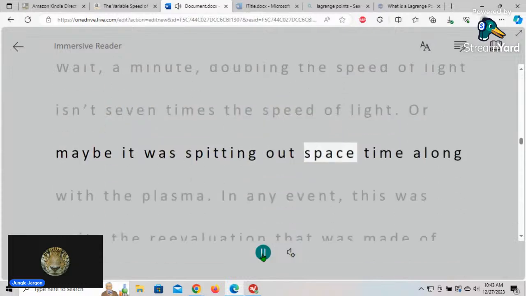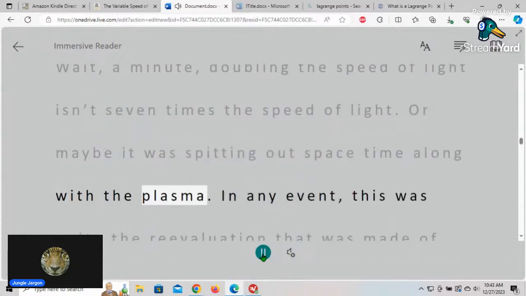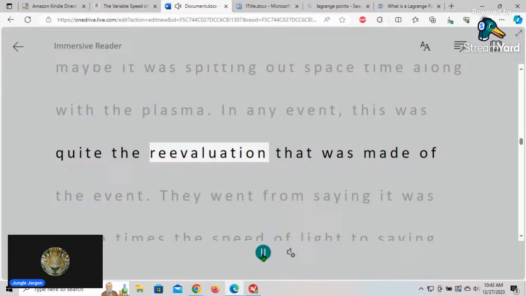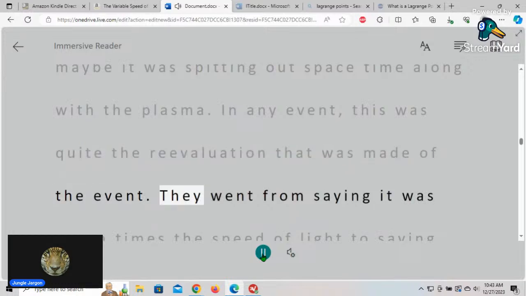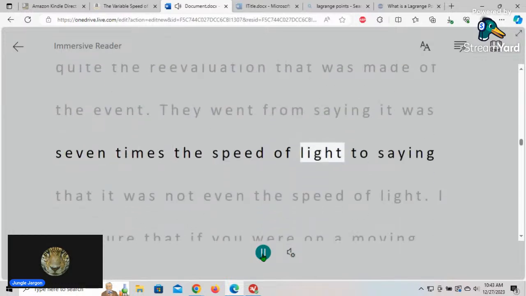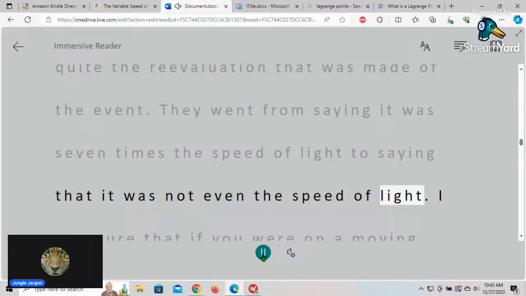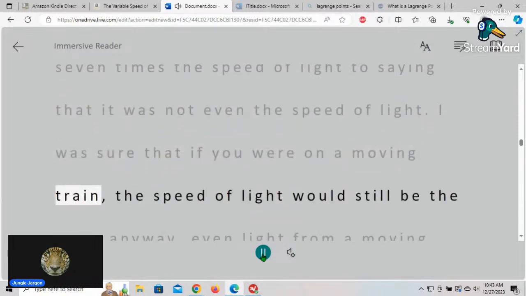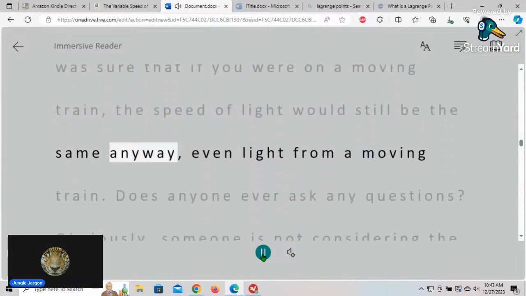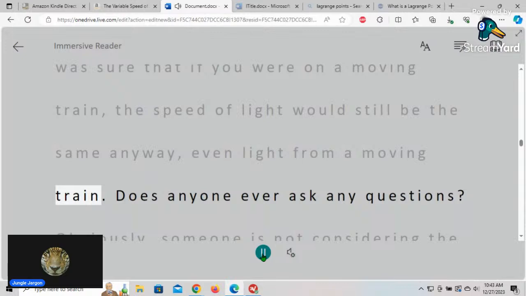Or maybe it was spitting out space-time along with the plasma. In any event, this was quite the re-evaluation that was made of the event. They went from saying it was 7 times the speed of light to saying that it was not even the speed of light. I was sure that if you were on a moving train, the speed of light would still be the same anyway, even light from a moving train. Does anyone ever ask any questions?